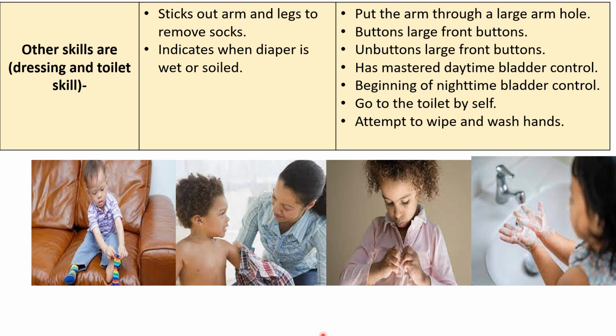Other skills are dressing and toileting skills. Sticks out arms and legs to remove the socks. They indicate when diaper is wet or soiled. They put the arm through a large armhole. As the child grows, they know how to put the arm through a large armhole. Buttons and unbuttons front buttons. They have mastered daytime bladder control and nighttime bladder control also has started. Go to the toilet by self and attempt to wipe and wash their hands.